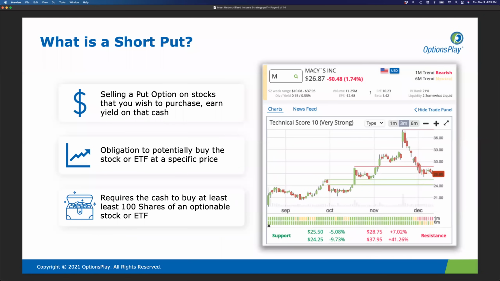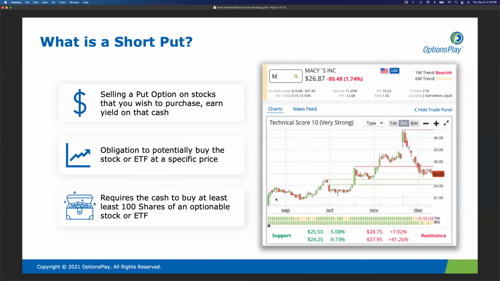So what is a short put? Many of you may already be familiar with this strategy, so I'll quickly review it for anyone who's new to short puts. Effectively, selling a put option on the stocks that you wish to purchase will allow you to earn yield on the cash that you need in order to purchase those underlying shares. Today I'm going to use Macy's as an example. You can really replicate this for just about any symbol that you are interested in buying.